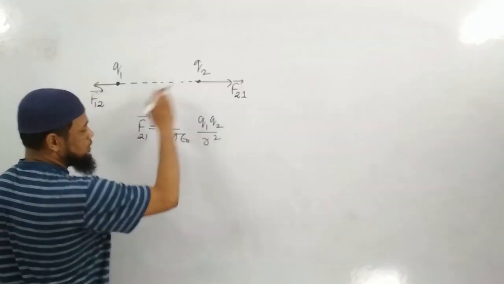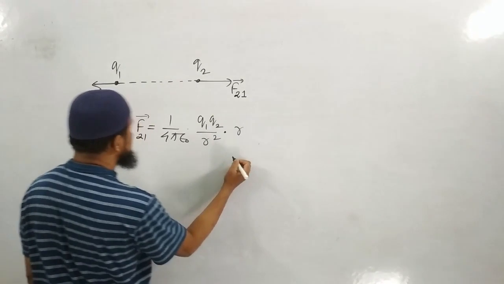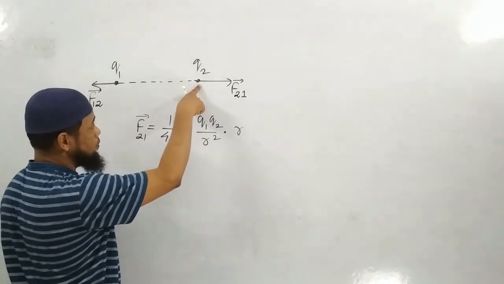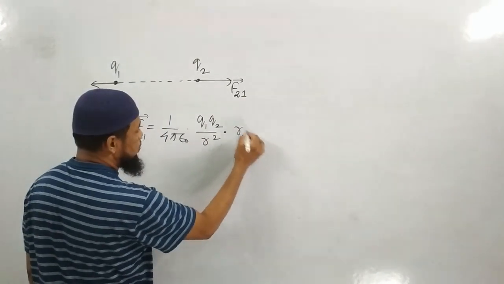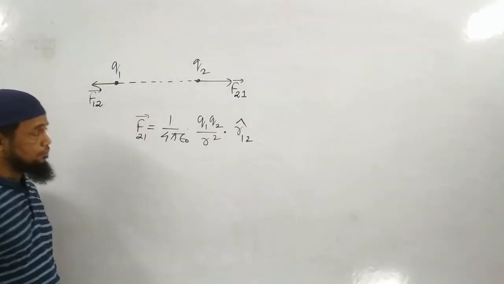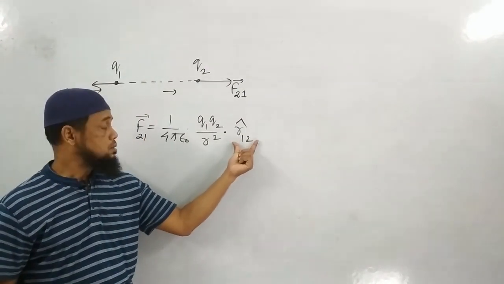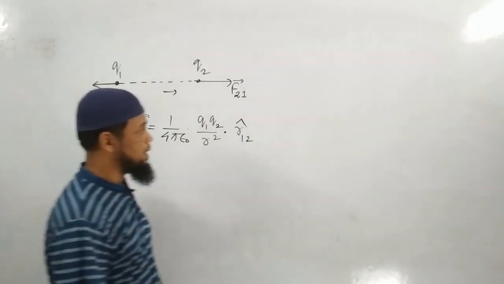So if you write force on 2 by 1, you'll have to use what? This is the magnitude. What is the direction? Direction is from 1 to 2. If I call R1 to cap along this direction, this is the direction unit vector. Sir, how to work on that? Acha, let me come to it.